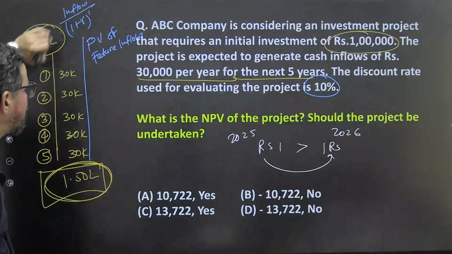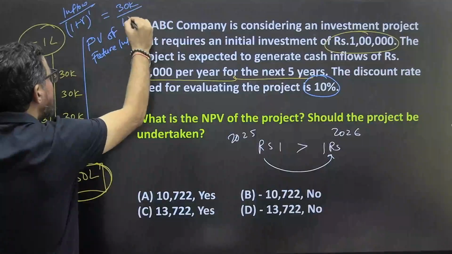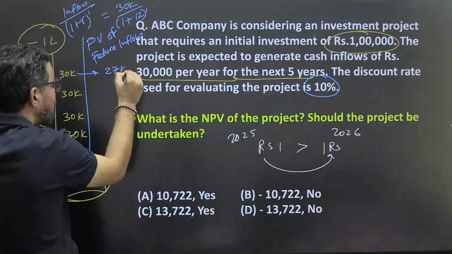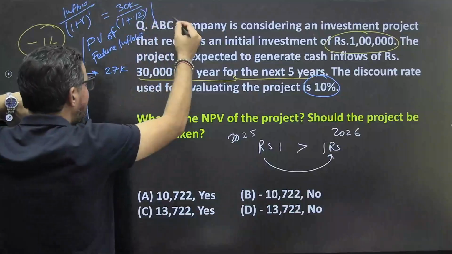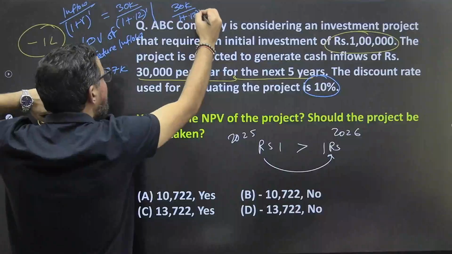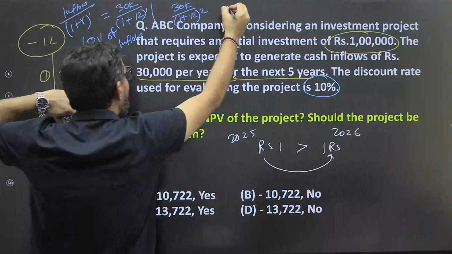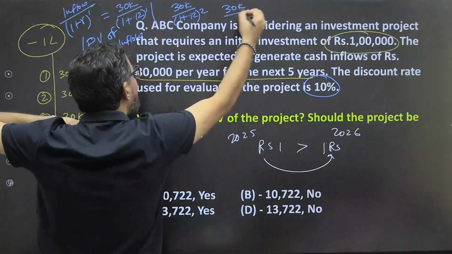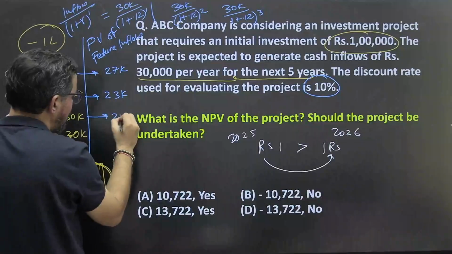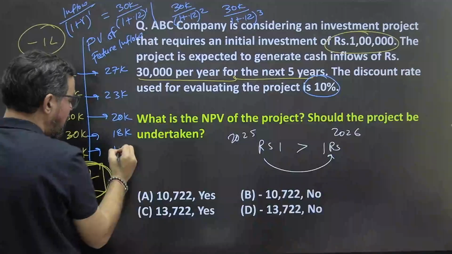So let's say we solve this equation for the first year. That means the inflow is 30,000 divided by 1 plus R, 0.12, to the power 1. And let's assume this number is 27,000. Similarly, we calculate for the second year: again 30,000, divided by 1.12 to the power 2. Let's say the outcome is 23,000. Third year is again 30,000 divided by 1.12 to the power 3. Let's say we reach a number of 20,000. Here it is suppose 18,000 and here it is suppose 15,000.